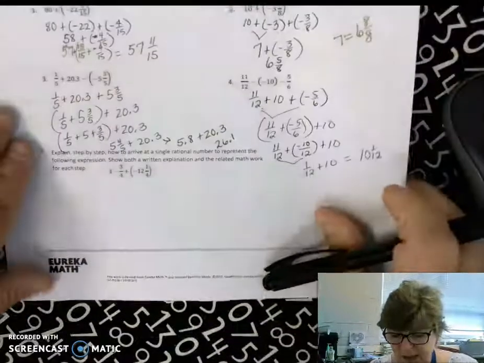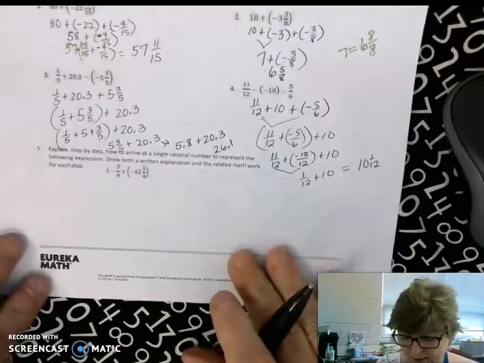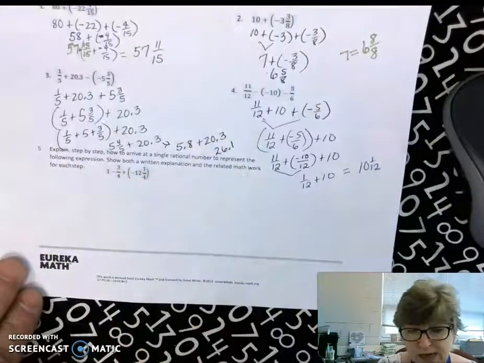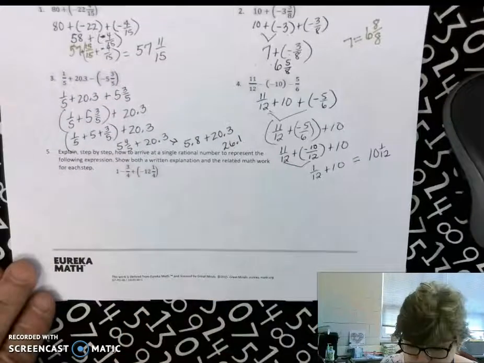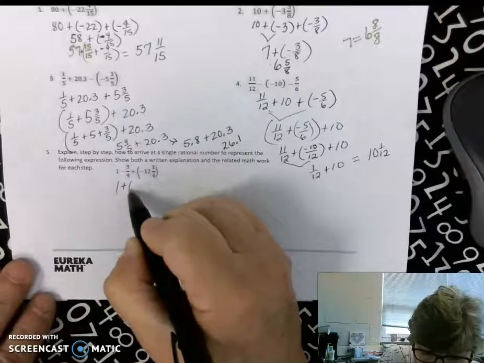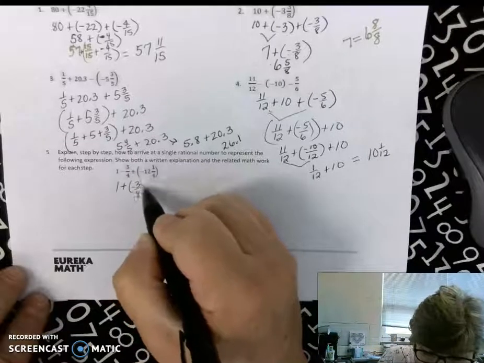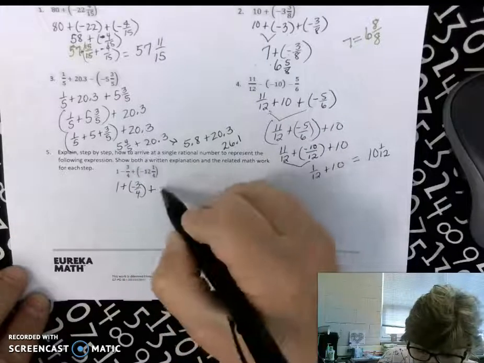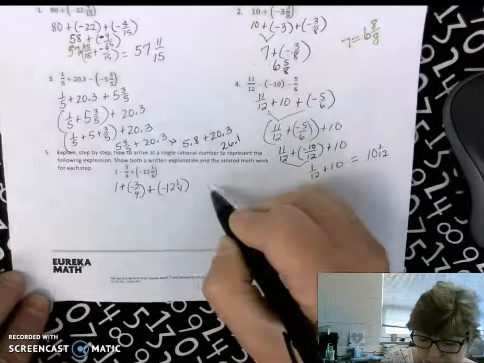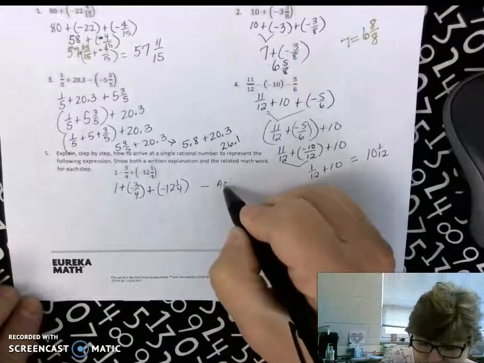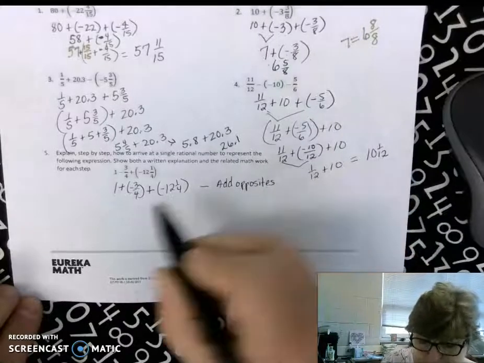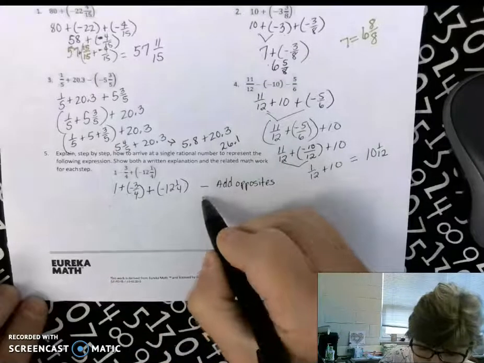Okay, finally, explain step by step how to arrive at a single rational number to represent the following expression. So before I wasn't labeling each step, so this time we're going to label. 1 plus a negative 3/4 plus a negative 12 and 1/4. Now here I did my add opposites. My next step should be decomposing.